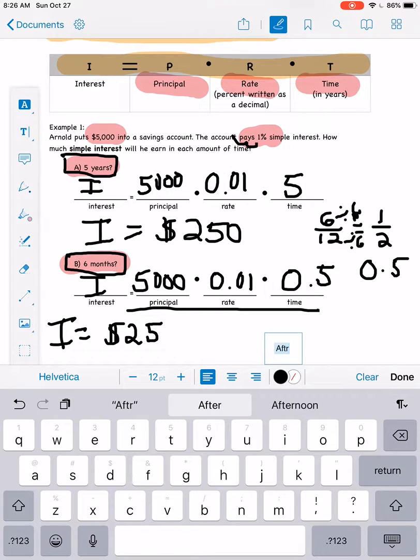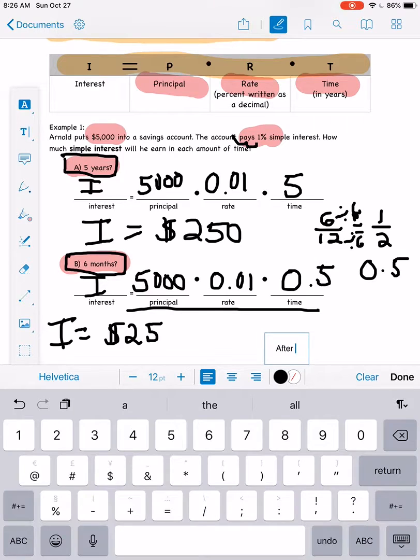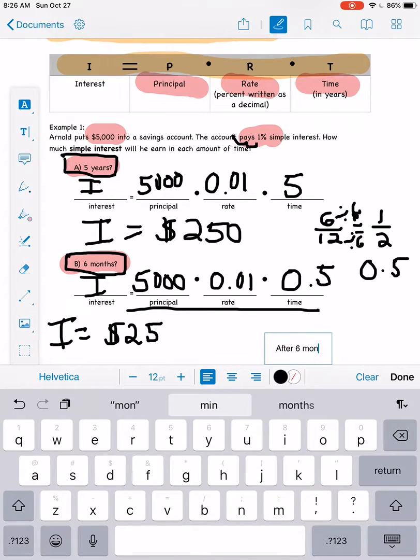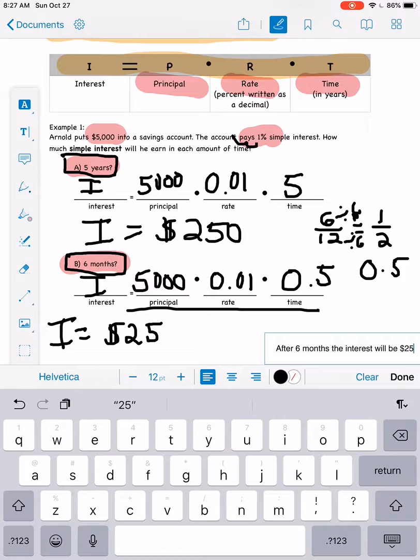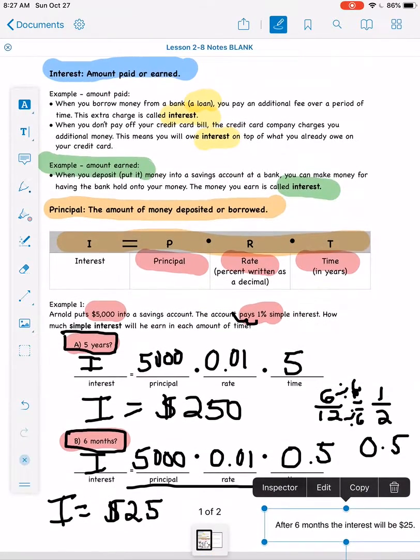Okay, so if I had to write this as a statement, I could say: after six months, the interest will be $25. Okay, so that is what I have for this one.